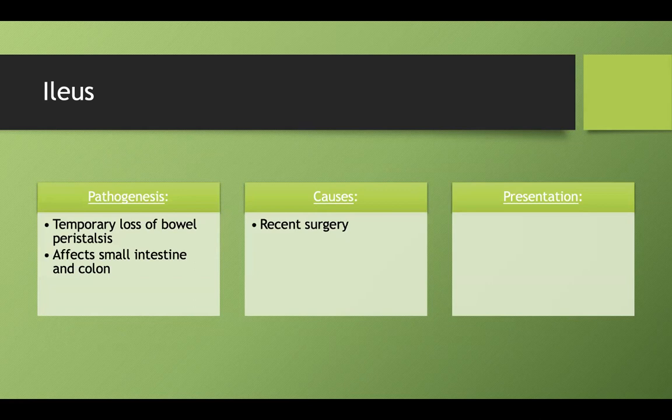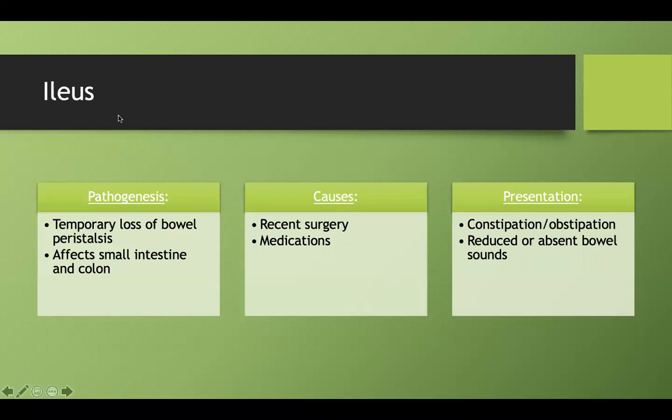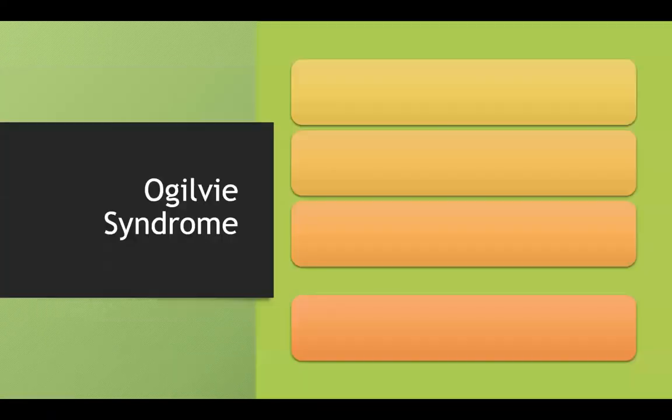It's caused, there's a number of causes, but some of the common ones. Recent surgery. After recent surgery, some people can have an ileus. Certain medications can cause it. And for how this presents, it's going to be somebody who's constipated or obstipated. They're not going to have many bowel sounds because of this temporary loss of peristalsis. And you could easily develop nausea and vomiting and abdominal pain as this evolves into a small bowel obstruction.